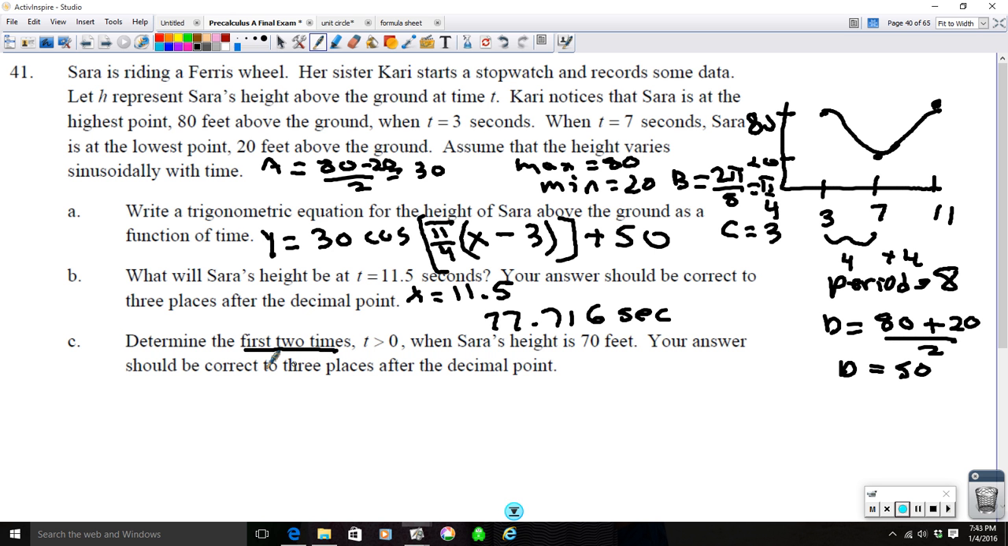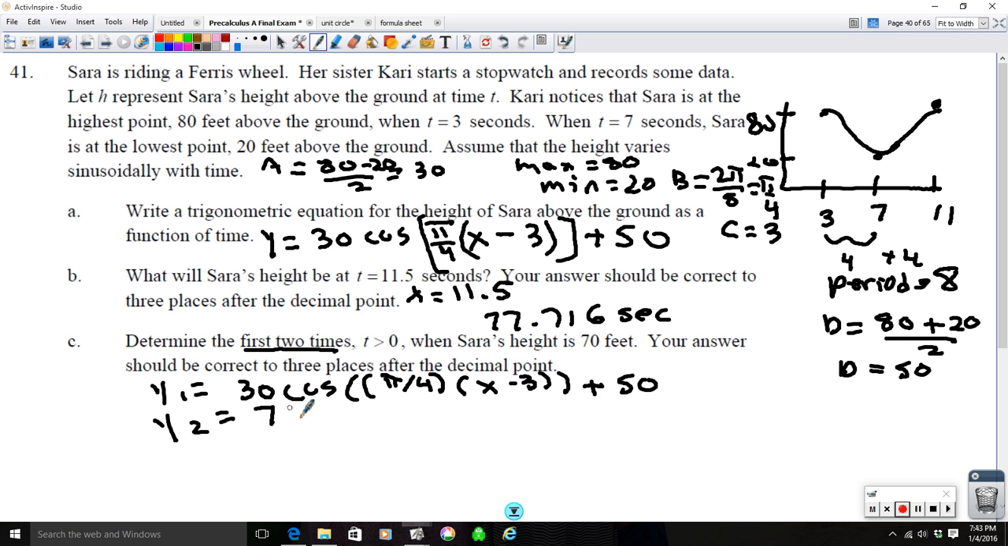We want to determine the first 2 times, so make sure you answer this correctly. It's 2 different answers, where Sarah's height is 70 feet. So again, y1 is going to be your equation, which is 30 cosine, double parentheses, excuse me, of pi divided by 4, close the parentheses, another parentheses, x minus 3, close that parentheses, and the other one, plus 50. For y2, you're going to be putting in 70, and then you're going to go second, trace, and intersect.